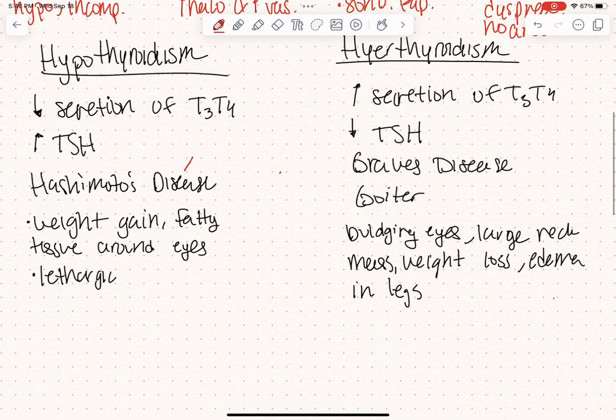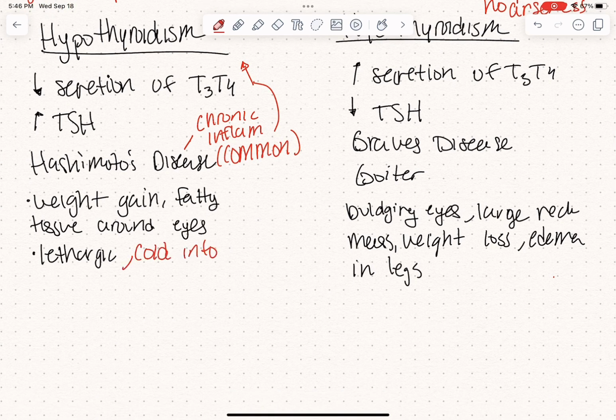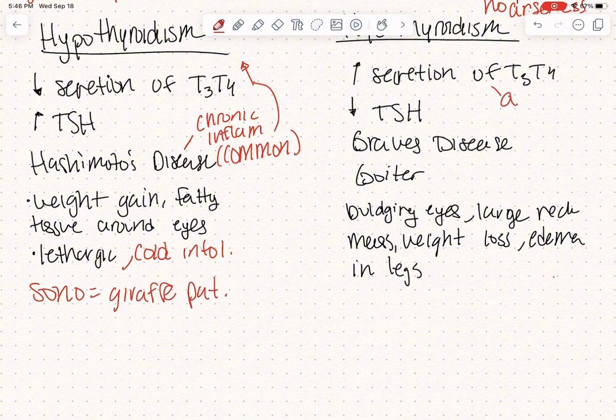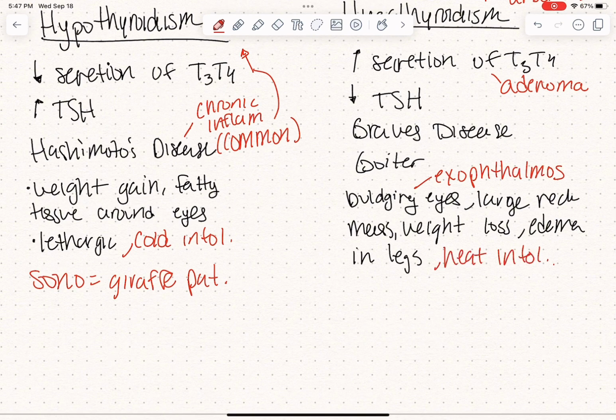Now, just like what I did with the thyroid cancers, I'm going to use that red pen and write down everything I forgot, and just write down those key points. For example, Hashimoto's is the most common form of hypothyroidism, and the bulging of the eyes, that medical term is called exophthalmos.